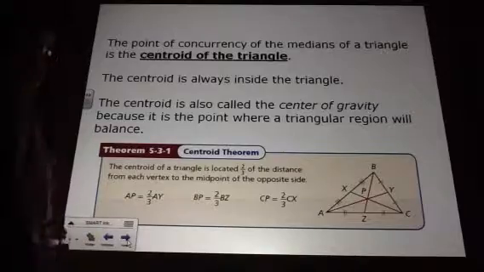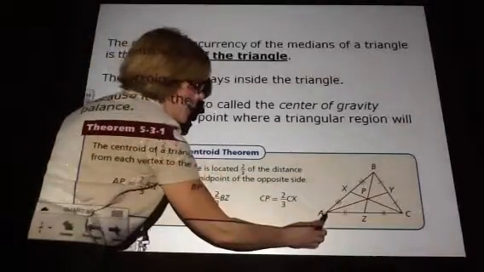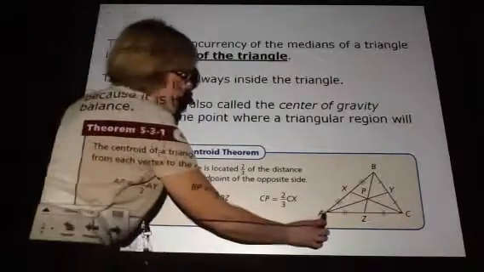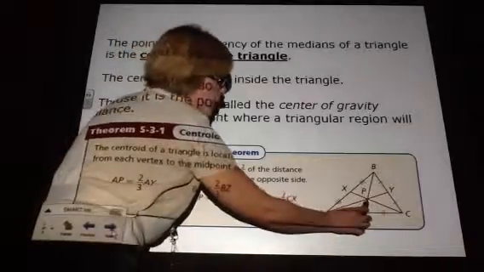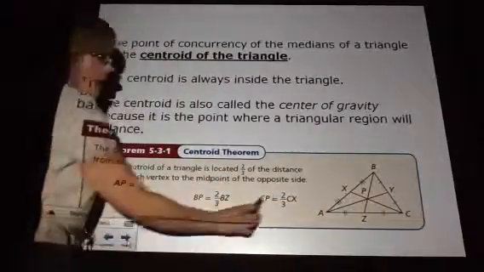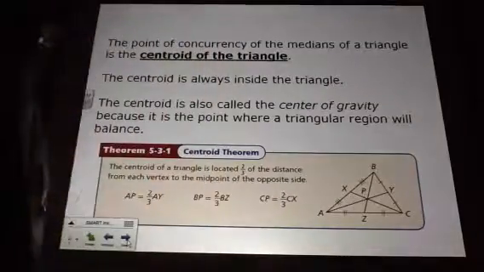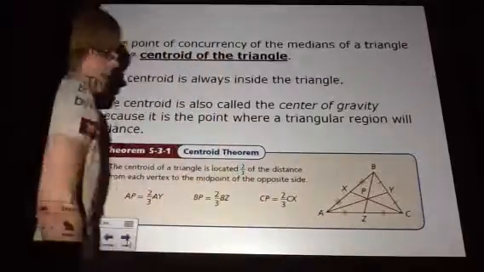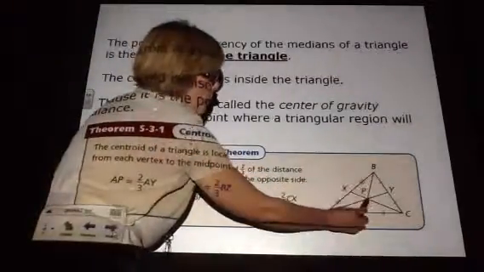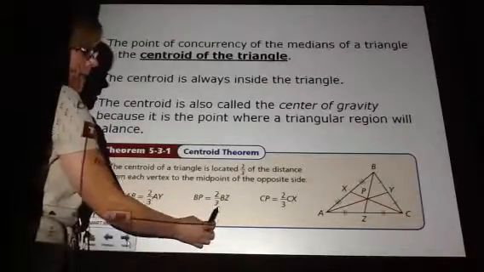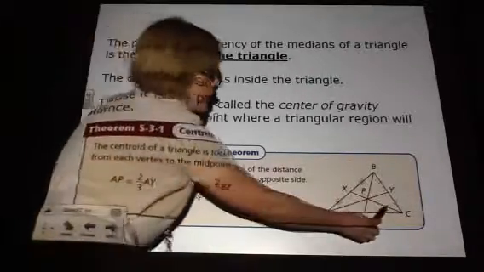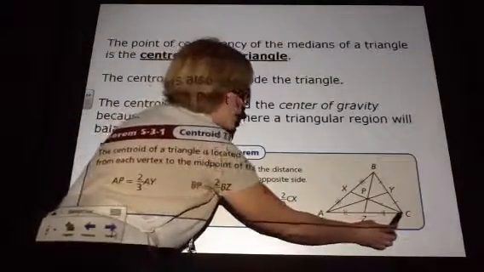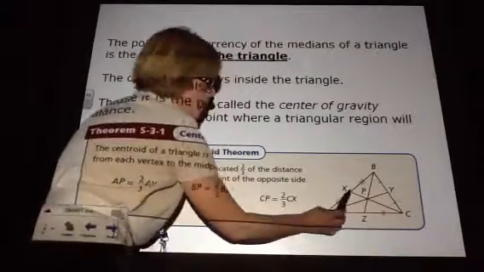Okay, so we have median AY. And what this is saying right here is that A from the vertex to the centroid is 2/3 of this whole segment, the median. Also for this one right here, BZ is the median. Well, BP is 2/3 of that median. And then for our last median, CX, from the vertex to the centroid, this segment here is 2/3 of that whole median.